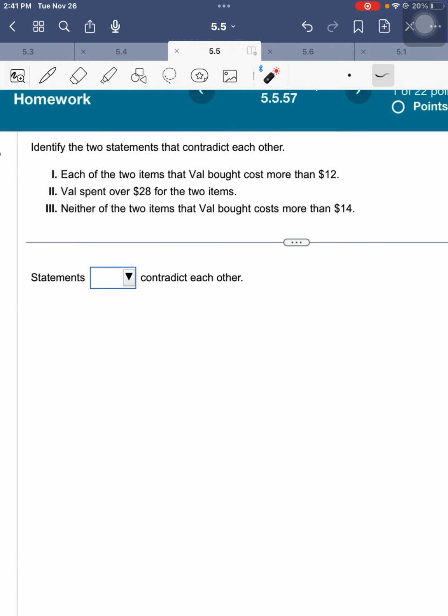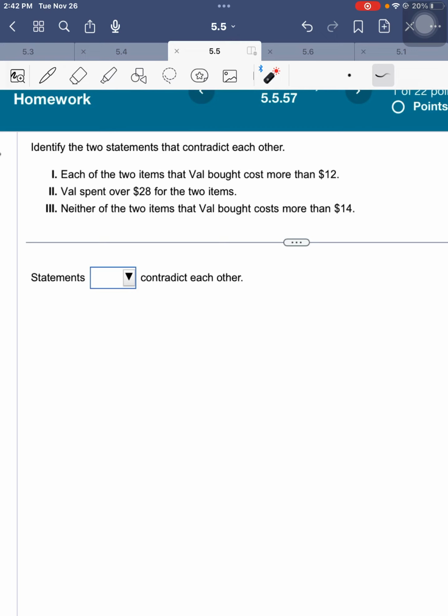Identify the two statements that contradict each other. So what a contradiction is like, okay, I won't be accepting any late work on Monday. And then people ask me on Monday if they can turn it in, and I say yes. I contradicted myself. I said one thing, but then I said something else that wasn't in line with the other thing that I said. So let's take a look at this.